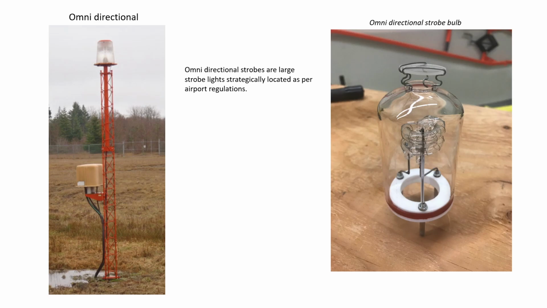Omnidirectional lights are high-power strobes. They're very large and strategically located as per airport regulations. These use specialty high-intensity flash bulbs. They're usually over 1.5 foot in actual height.